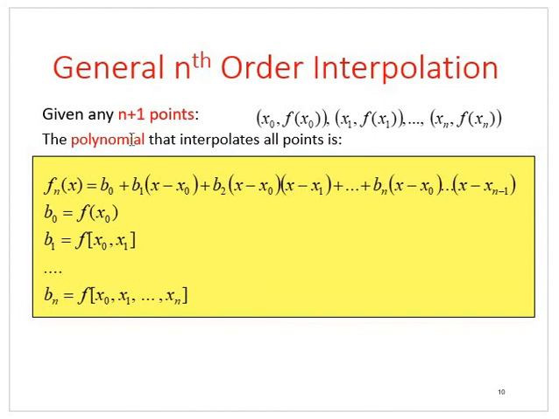So in general you get the n plus 1 points given by this, and the polynomial to that will be given by this. As you can see, the polynomials will be increasing in order there, where b1 is the gradient of f of x. So technically these are gradients. The b's are slopes or gradients.